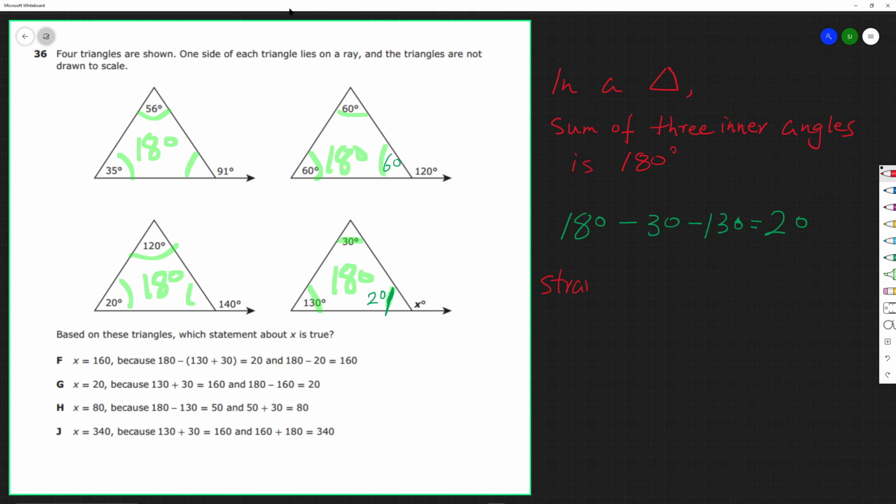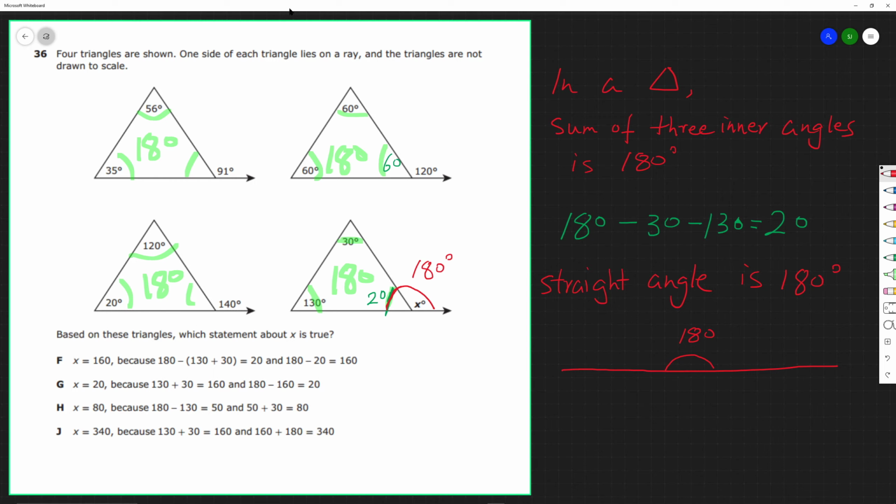A straight angle is 180 degrees. If there's a straight line, then the angle is 180. So in this last triangle, this is a straight line, so this angle is a straight angle, and this is 180 degrees. Now look at this one.